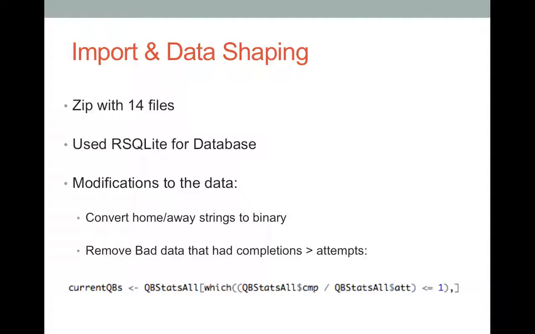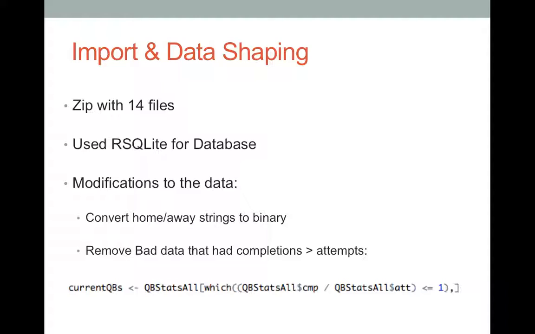So to start out with the import of the data and the shaping of it, I went on Kaggle and found a zip file with 14 files of quarterback ratings, and I extracted the one that combined all the different years from 1996 to 2016. I used RSQLite for a database, and the data was in good shape with just some minor issues. For instance, some rows had completions greater than attempts, which is impossible. If you're a quarterback and you complete 45 passes on 40 attempts, that's not possible. You need completions to be less than attempts. So I removed that data.